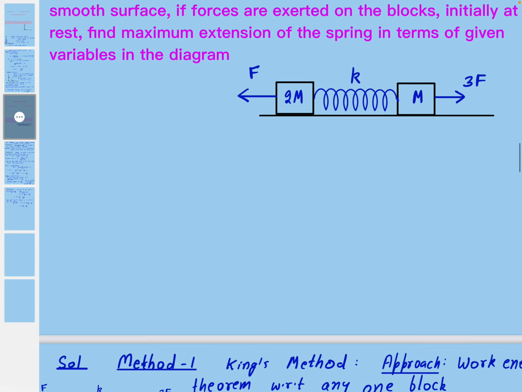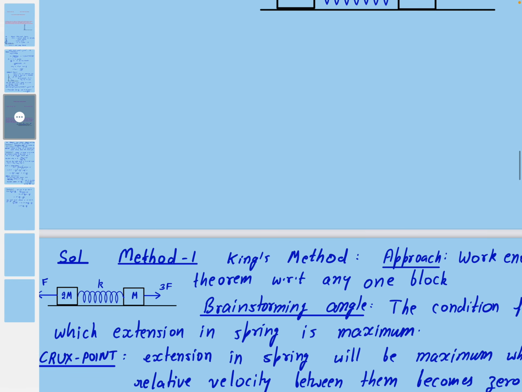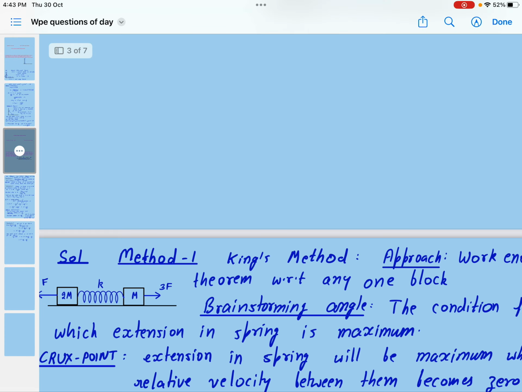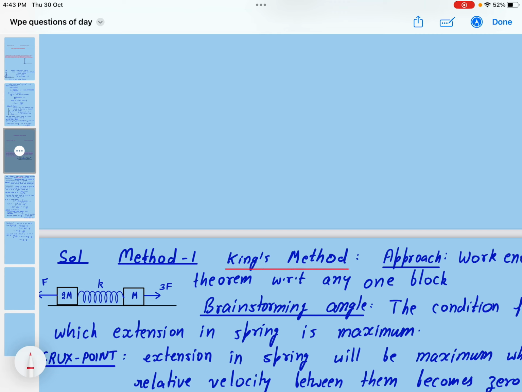Okay. So now, method 1. I'm going to solve this question by method 1. So for method 1, I'm writing King's method. King is one student. In juniors, seniors also, one King is there. But here I'm talking about King in the junior section. A very good student. He suggested that method.